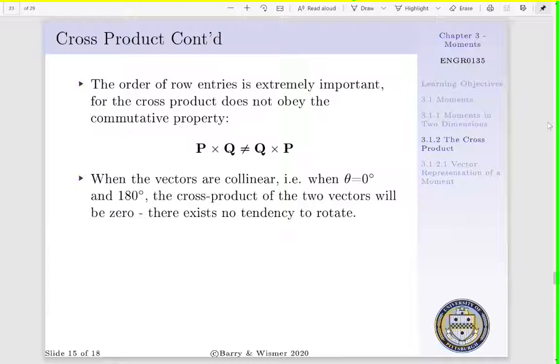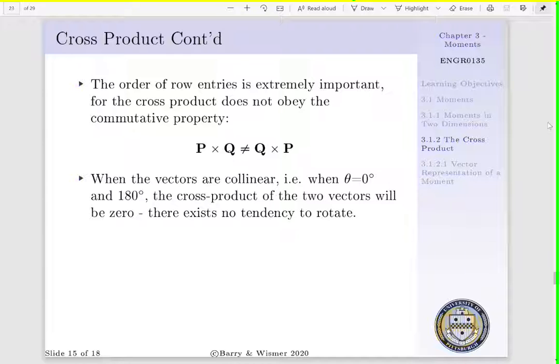What is tremendously important about the execution of the cross product is our row entries. That is, when we say P cross Q, we have P populating the second row and Q populating the third row of our determinant. This matters because the order of our vectors plays a very important role in the solution. That is, our cross product does not obey the commutative property. That is to say, P cross Q is not equal to Q cross P.